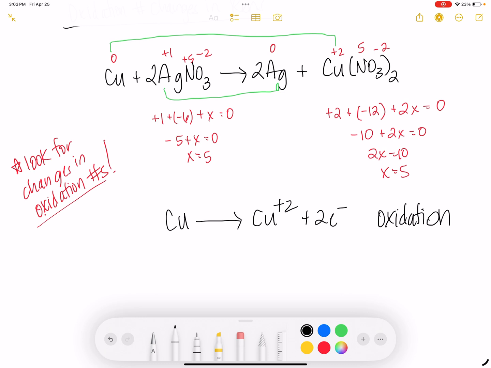Knowing that copper was oxidized, we have to know that somebody was reduced, and that's going to be silver. So what happened with silver was it went from a +1 oxidation number to 0. And the only way that can happen is through the gain of electrons. If silver +1 gains a negative electron, it would turn into just silver with no charge. And so in this case, the silver +1 was gaining an electron, and that is the reduction half reaction. So yes, this reaction is oxidation reduction because the oxidation numbers of copper and silver changed.